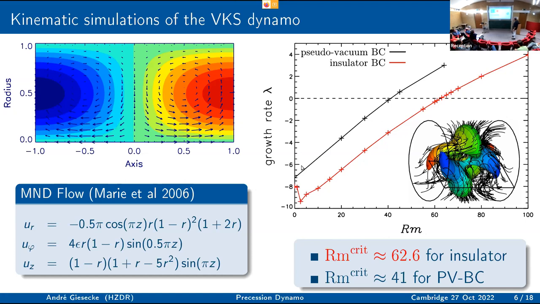And if you compare vacuum boundary conditions with insulating boundary conditions, again we get some deviations of the growth rates. These are the growth rates of the kinematic dynamo problem. This is a field structure, and it doesn't change much for both boundary conditions, but the growth rates are somewhat different. You see here, the red curve is for the insulating boundary conditions, the black curve is for the vacuum, and the critical magnetic Reynolds number differs again by roughly 30%. So for insulating, it's larger. So it's more difficult to excite a dynamo if you have insulating boundary conditions than if you have pseudo vacuum, which in fact are difficult or do not exist in the laboratory.